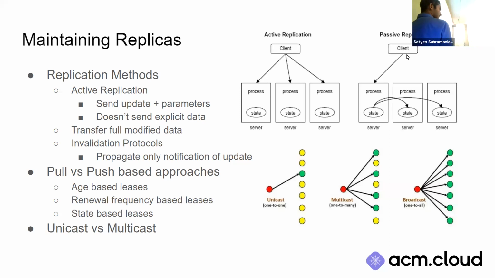There are a couple of reasons why this could be useful. Maybe we have that stale data scenario, so the replicas don't have to be up to date all the time. Maybe we have replicas entering and exiting, so we don't want to constantly be sending out data if we don't really need to. And then there are different types of leases. We can have a lease based off of the age of the nodes, one based off of the renewal frequency, and one based on the state of the nodes, if we have some way to share the state of each of the databases or replicas.